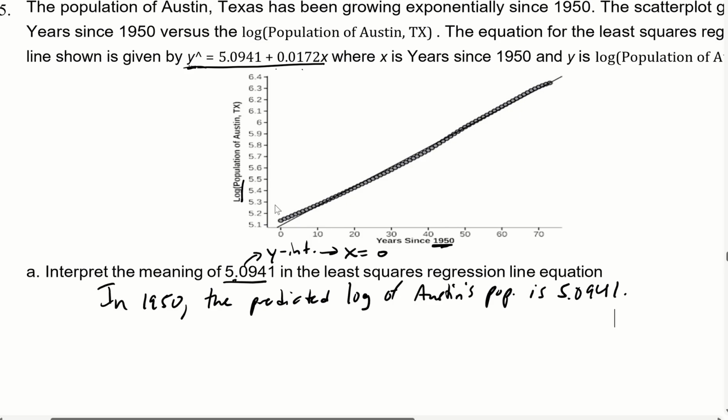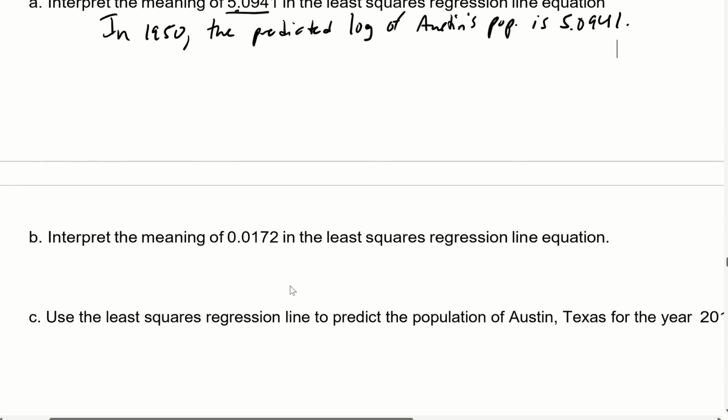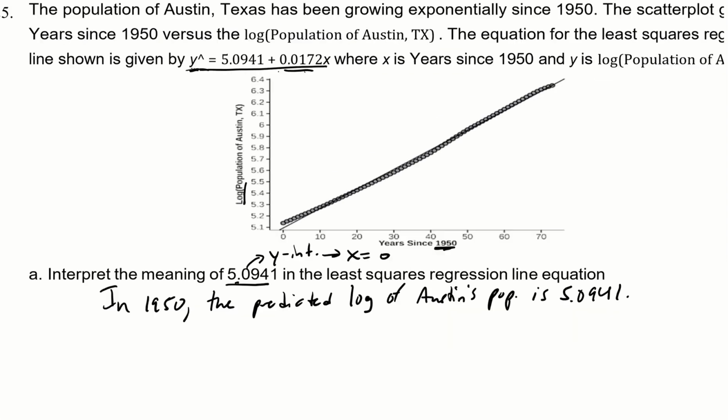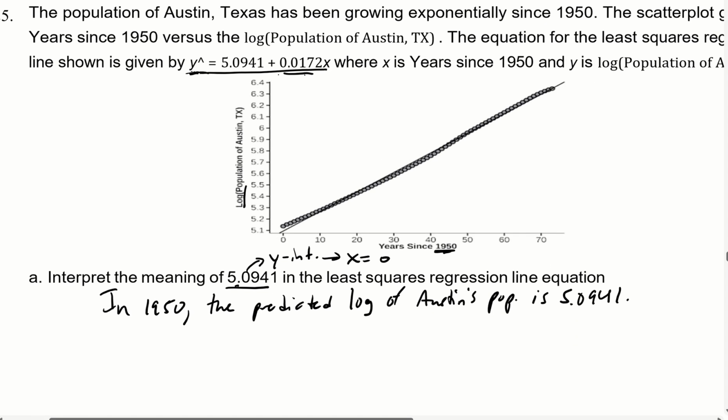Okay, so that's what that is. And then for part B, it says interpret the meaning of 0.0172. So that's this number right here. So that's a slope, right?